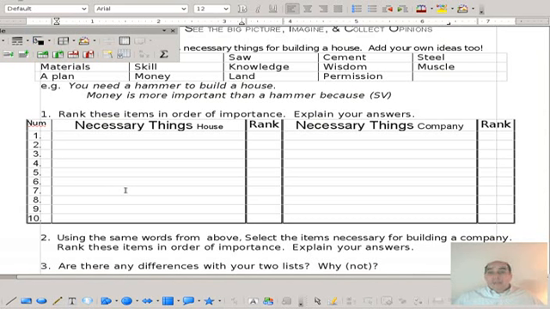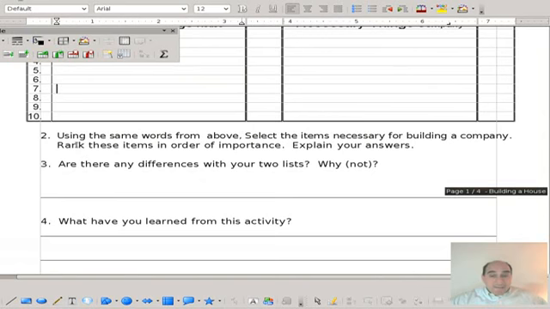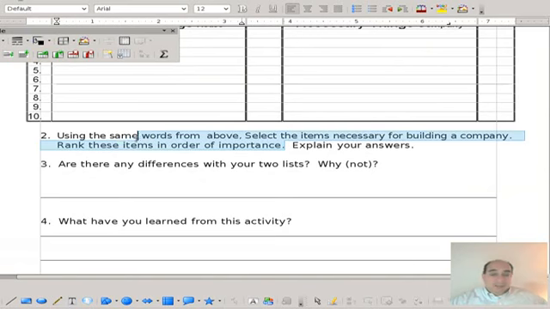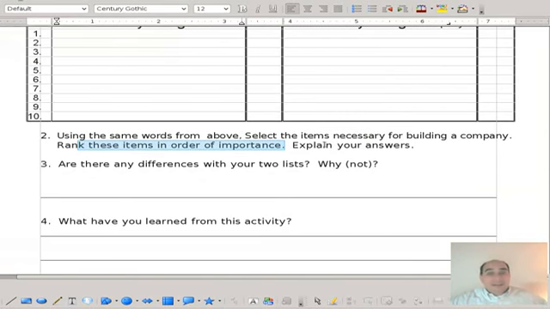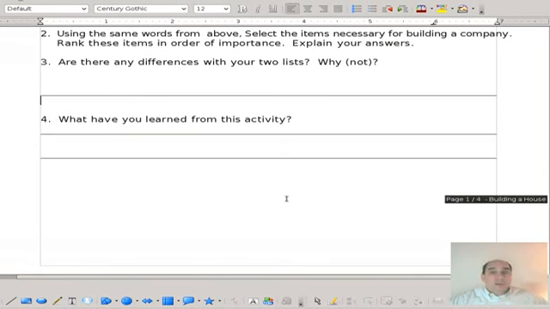And someone might at some point say, well, I may not have land, but if I have money, I can get land, and they can start learning about things like that. And then, of course, what happens if you don't have money? And so what are the things that are more necessary? I then have them do it again. Use the same words from above, only now what do I use to make a company? What do I need to build a company? And then, again, rank these items, explain their answers. So we're going through this process again, only it's a different thing now. Are they different? Are they the same? Why? Why not? What have you learned? Okay?